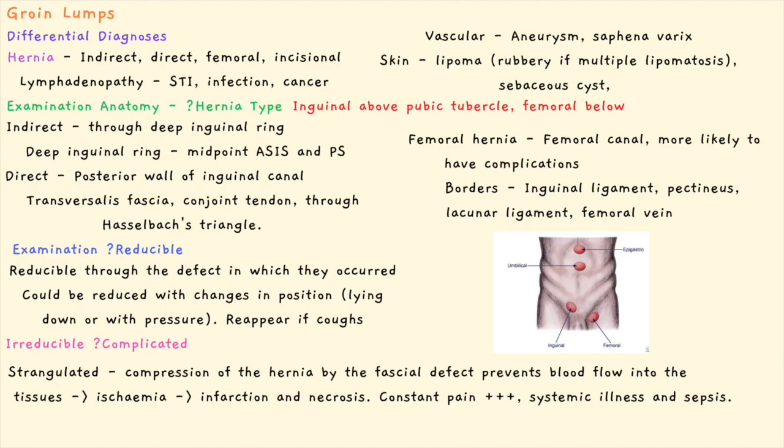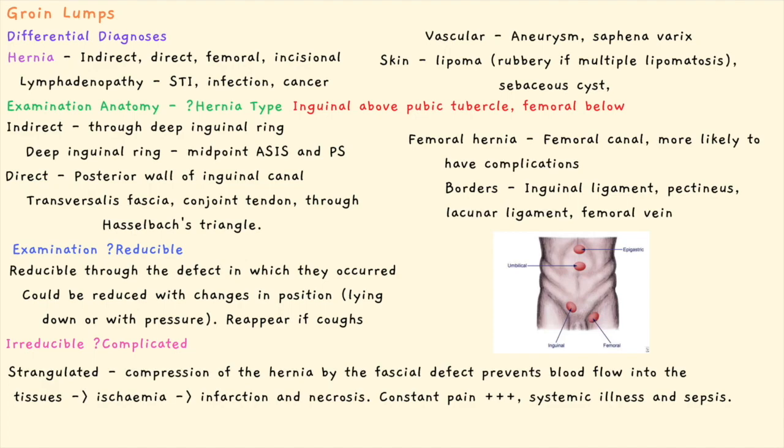For example, they can become strangulated, and what this means is you can imagine the hernia being strangled, and this means there's reduced blood flow to the tissue, due to compression by the fascial defect in which it went through. And so it compresses the blood flow, and you get ischemia. When you get ischemia, that can of course progress to infarction and necrosis.